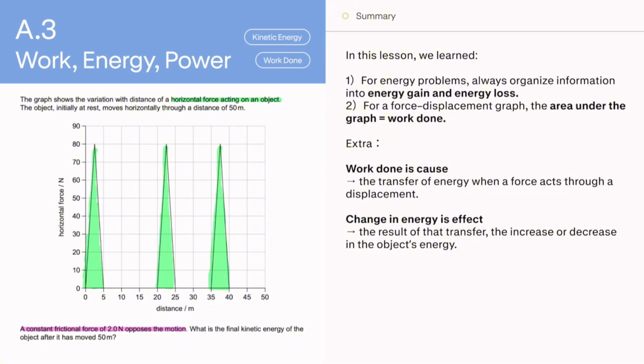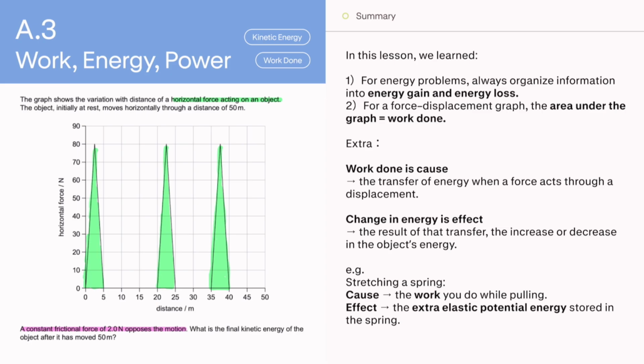Impulse is a cause, and the change in momentum is the effect. The same idea works here. Work done is a cause, and the change in energy is the effect. Work done is a cause because it's the transfer of energy that happens when a force acts through a displacement. And a changing energy is an effect because it's the outcome of that transfer, showing how the object's energy increases or decreases as a result.